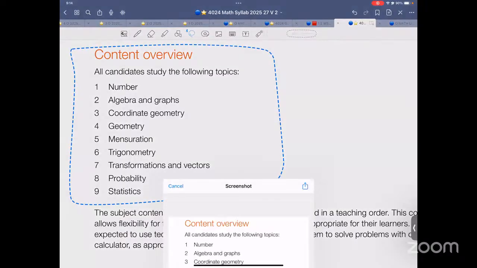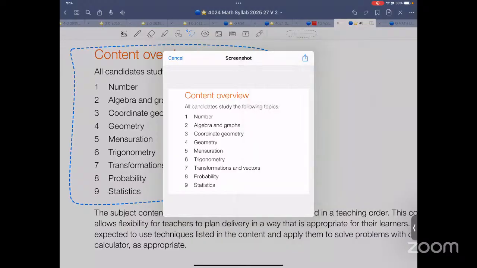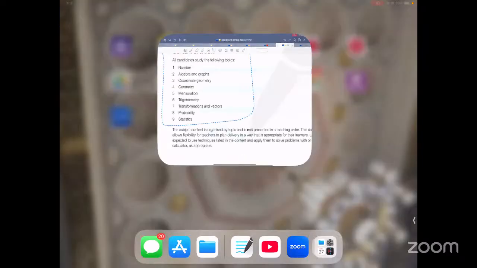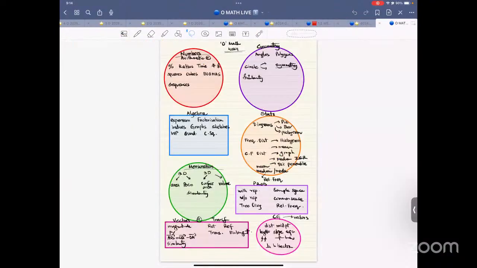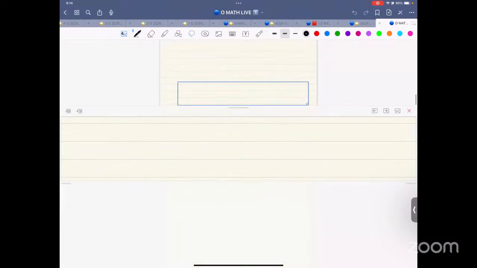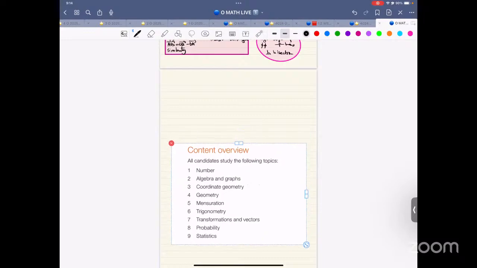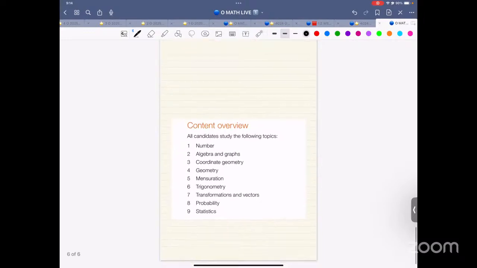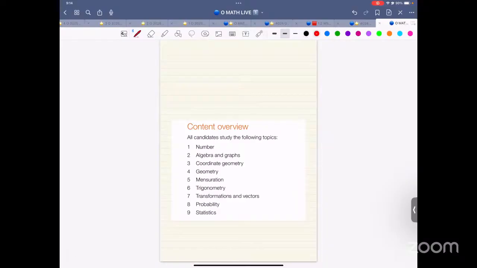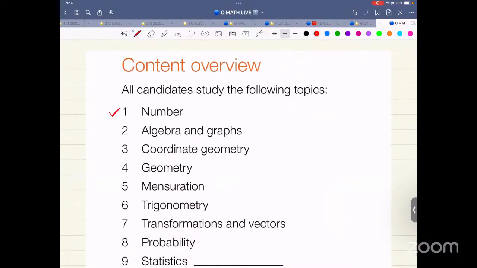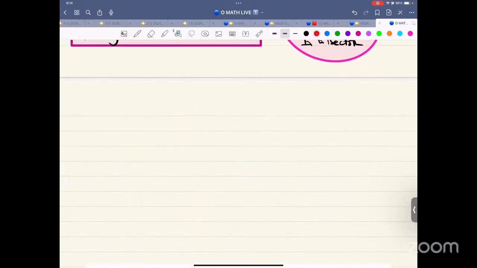Trigonometry, yes, that is a major thing that was skipped. So now let me just write over here. So now numbers is taken care of. Let's tick mark one by one. So numbers is taken care of, algebra and graphs, coordinate geometry, geometry, mensuration, transformation and vector, probability and stats. And the only thing that I left out was trigonometry. So let me add one thing over here. That is trigonometry.